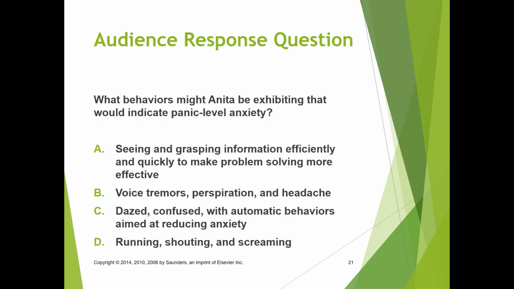What behaviors might Anita be exhibiting that would indicate panic level anxiety? A, seeing and grasping information efficiently and quickly to make problem solving more effective. B, voice tremors, perspiration, and headache. C, dazed, confused with automatic behaviors aimed at reducing anxiety, or D, running, shouting, and screaming. So I'm hoping that you picked D, running, shouting, and screaming. And actually the other 3, A is really mild anxiety, B is moderate, and C would be severe.